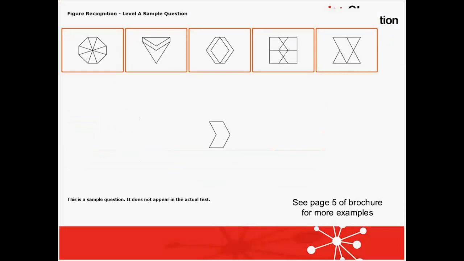I want you to have a little think about this. This is one of the questions that doesn't appear in the actual test, but is one of our sample questions. So we've got a shape at the bottom, okay, and that shape fits into one of these 5 depictions of a shape. So you need to figure out which of those 5 that shape there appears in. I'll give you 20 to 30 seconds to think about it, okay, and then I'll sort of reveal the answer.